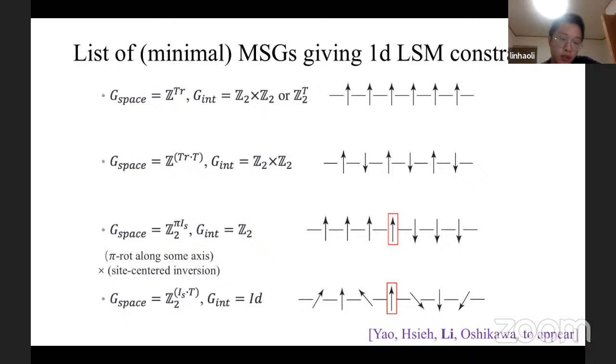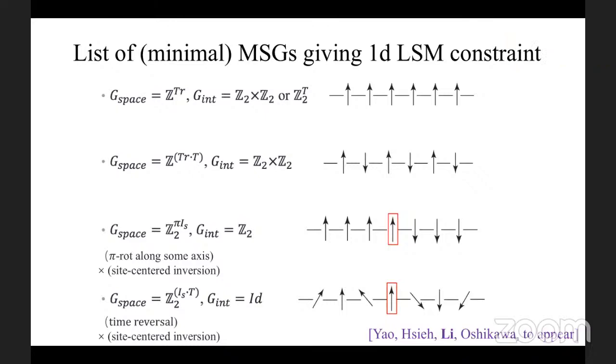And the last constraint only requires a space symmetry, a combination of time reversal and site-centered inversion. These two new LSM constraints only require the inversion center to have half-integer spins. Moreover, the third LSM constraint can be proved by the symmetry twisting procedure, but the proof of the last one is based on the framework of the lattice homotopy, and it is beyond today's topic. So I will not explain the detailed proof, but focus on the application of this list.